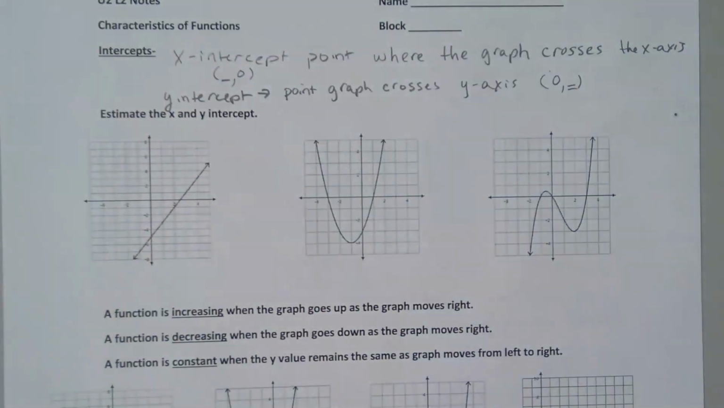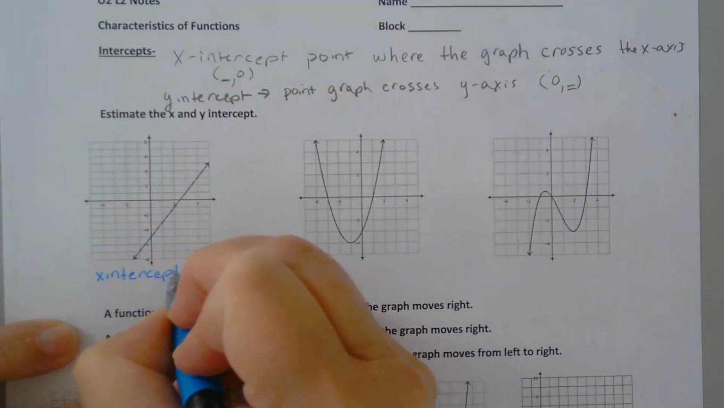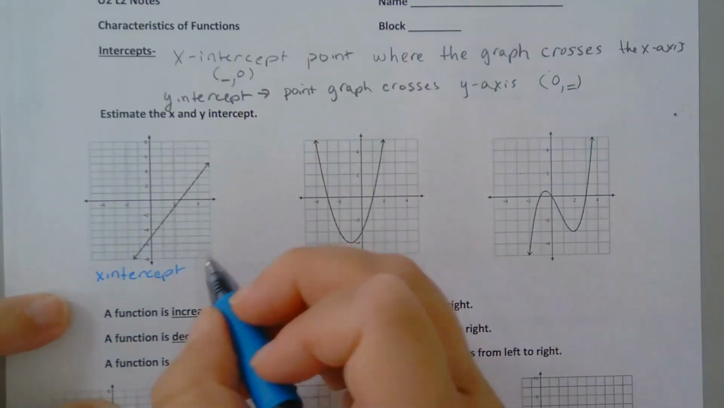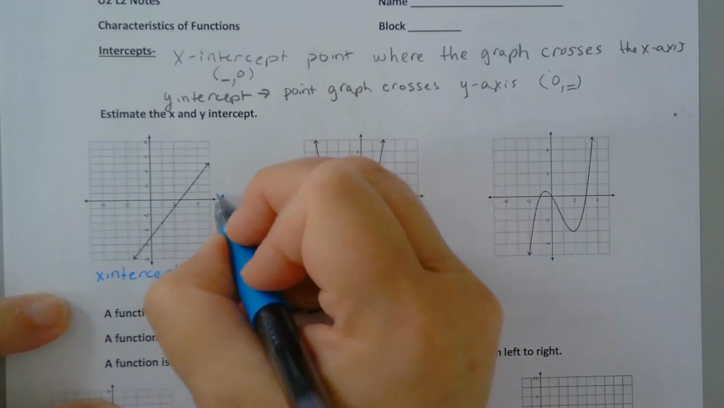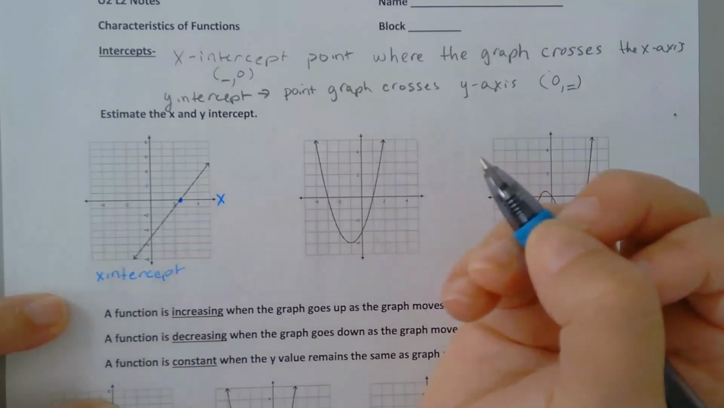So let's go down here and look at our graph and try to see if we can find the places where these things happen. I have some colored pencils here. So this first one, let's see if we can find our x-intercept. I'm going to look for the place where it crosses the x-axis, and this is the x-axis. So the place where it crosses the x-axis looks like this point right here.